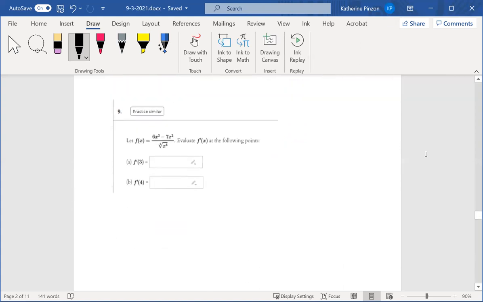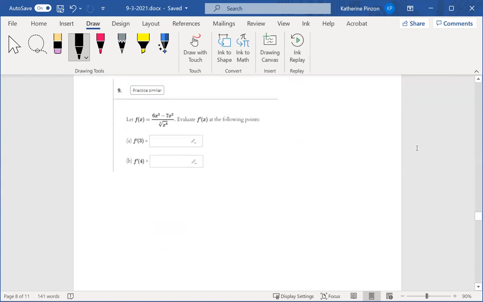Okay, number 9 says evaluate f prime of 3 and f prime of 4. To evaluate f prime of 3 and f prime of 4, you should take the derivative and then plug in 3 and plug in 4, right? I'm not going to use the quotient rule.